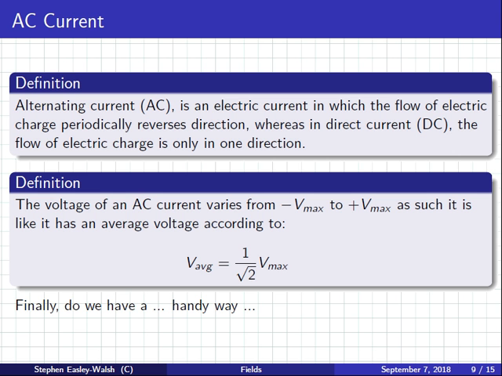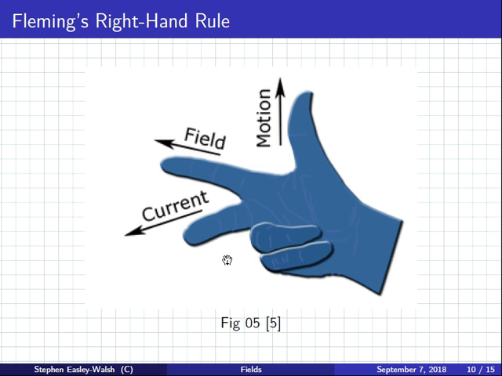So finally, do we have a handy way to figure out which way the induced current will flow? So remember, we had the grip rule for the magnetic field around the current. We had the left-hand rule for the force on a current in a magnetic field. And then we want to know for the generator, is there a way to work out which way the current will flow? And there is, and this is the right-hand rule. So this is the motion, this is the field, and this is the current.